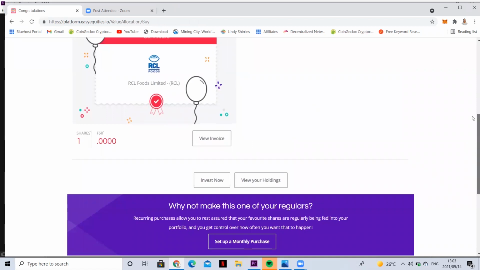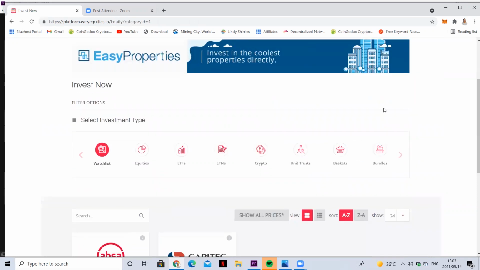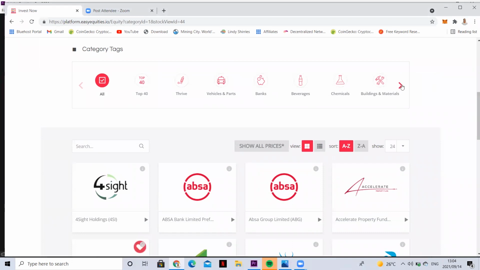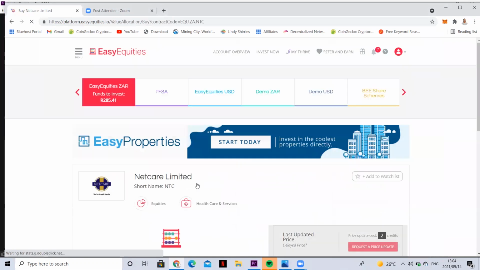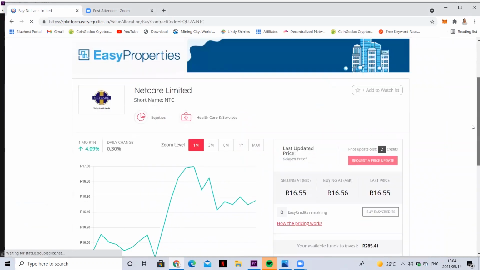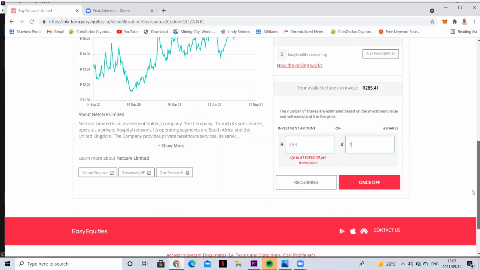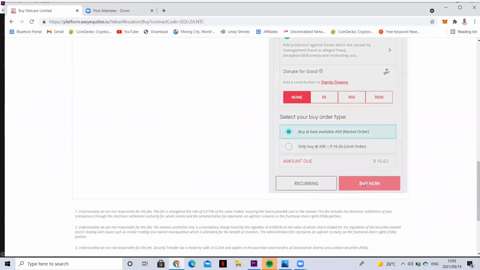The next one is Netcare. Equities. So the next one is Netcare and hospitals. So I just selected Netcare, this one. So as well, check 1 year. It is something that's growing up. One share. Buy now.